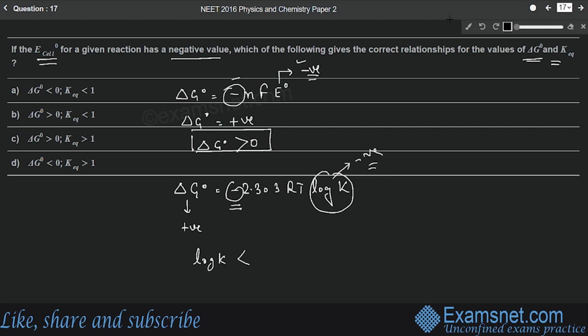Okay, it should be less than 0, and in which case log K is less than 0? When K is less than 1. Okay, so when K is less than 1, log K is less than 0. So we can say that K is less than 1. That means which option should be the correct one? Delta G0 more than 0 and K equilibrium less than 1. So option B will be the correct answer.